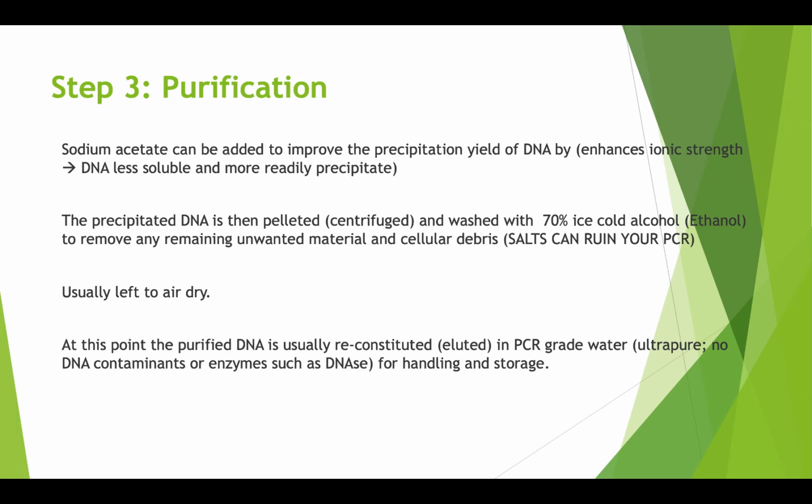Then you reconstitute this DNA in PCR grade water. You dissolve this pellet in water. PCR grade water means it's water that has been tested and cleaned ultra pure to not have any DNA contaminants or any other salts that might ruin your PCR. You reconstitute it, dissolve it in this grade water. At this point you might go see how much concentration of DNA you have, and this will be your raw DNA that you can use to dilute and then use for other things.